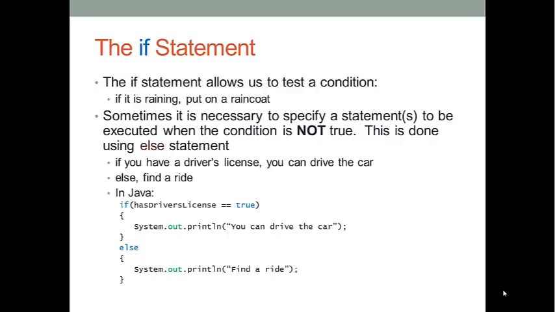In Java, we would write this as if, open parentheses, hasDriversLicense, a Boolean variable, equals true, close parentheses. If that evaluates to true, open curly bracket, System.out.println, you can drive the car, close curly bracket. We see now that we have an else statement here that says else, print out, find a ride.